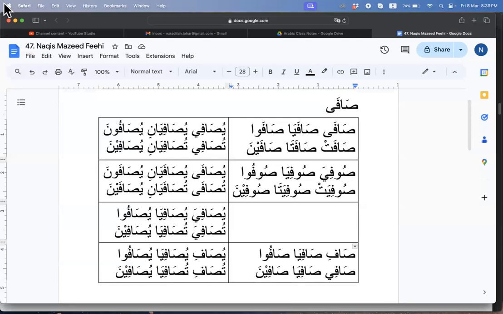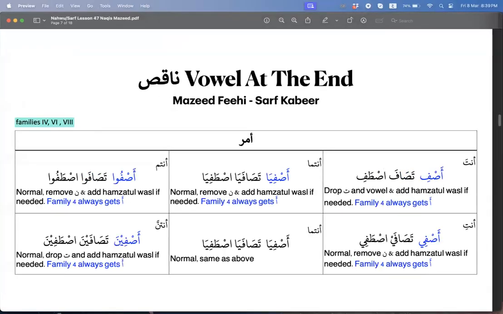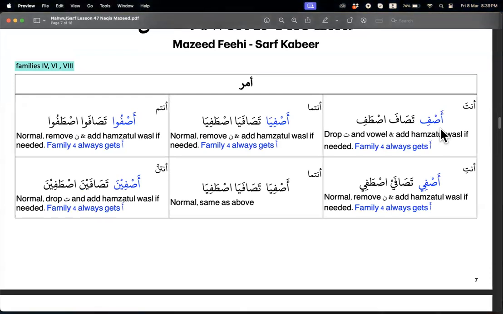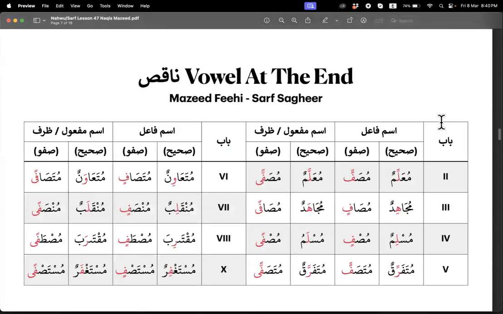Just want to point out something for amr. Family four, even if you can pronounce, amr starts with fathah. Here, we cannot pronounce anyway. But even if you can pronounce, like when we did ajwaf, the fathah still comes back. Hamza with fathah comes back for family four. Family four, amr always starts with this hamza with a fathah. Okay, inshallah. And then we move on to the isms, inshallah.